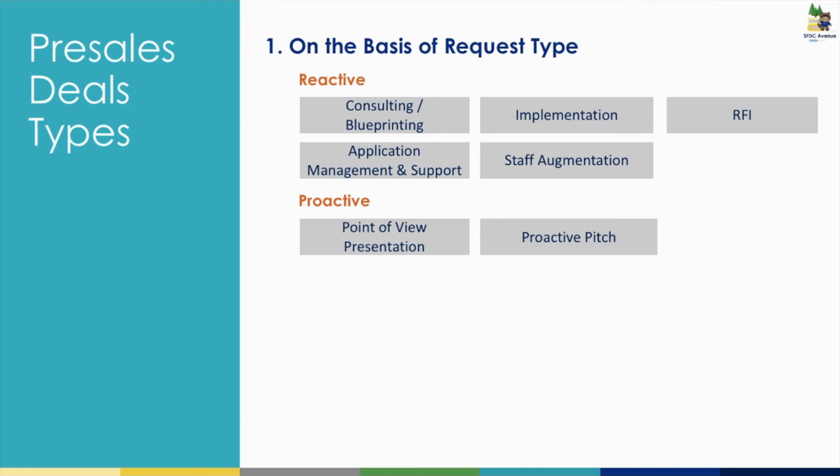Then we have AMS deals, or application management and support deals, that focus on post-implementation support requests, where our team of support analysts provides services for things like incident management, change requests, and minor enhancement requests for all the applications in scope. Then for proactive deals, we create a PoV presentation for the customer to give them a point of view regarding industry trends or solving their current challenges.